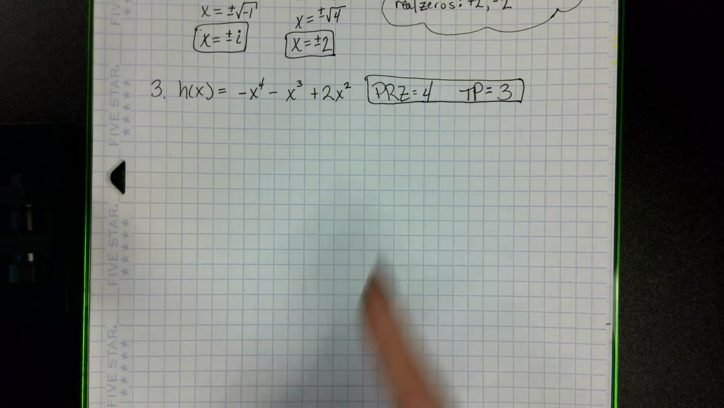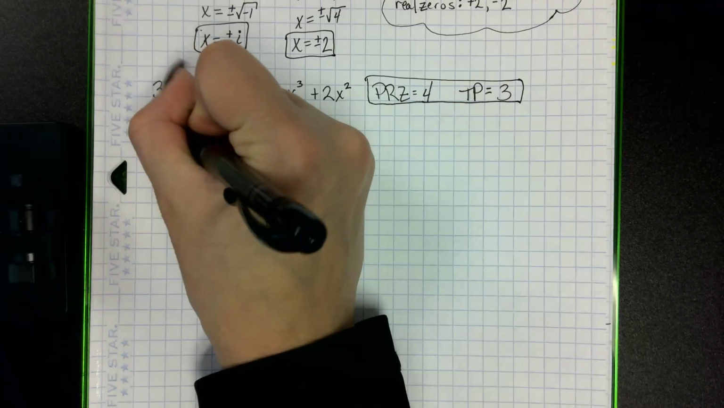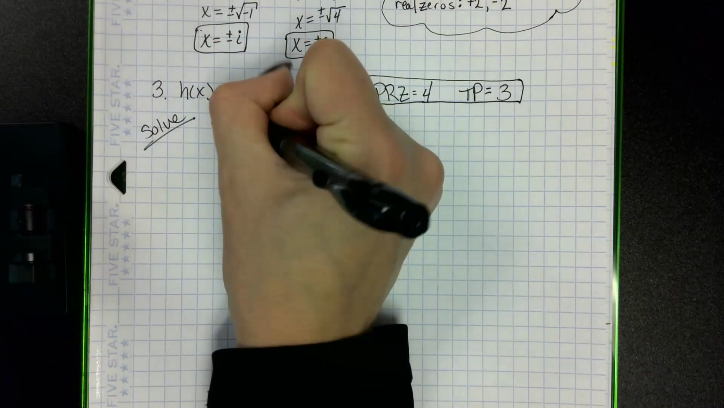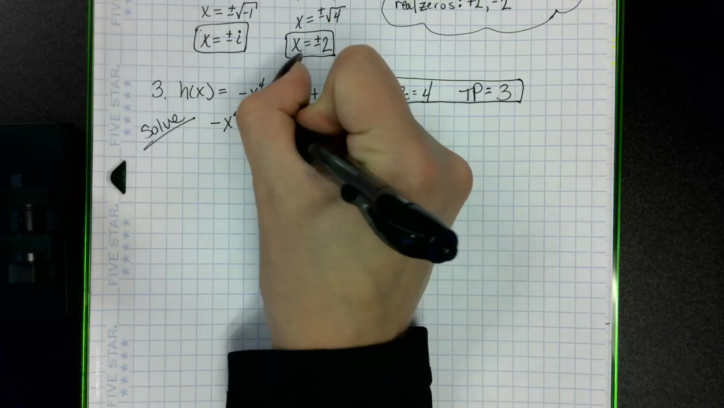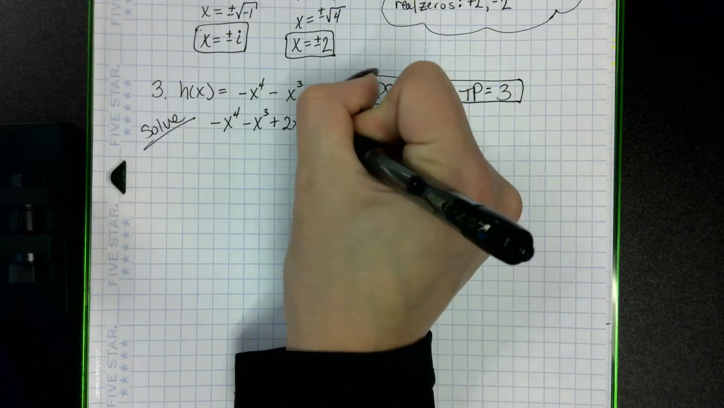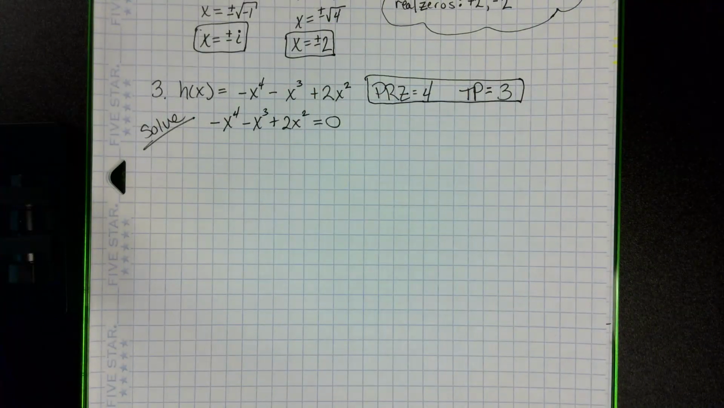All right, so I did the possible real zeros, I did the turning points, then I need to solve it. So I have negative x to the 4th power minus x to the 3rd power plus 2x squared. Set it equal to 0 so I can solve. First, you always look for a greatest common factor. I have a greatest common factor because they all have x's. They all have 2. So x squared is my greatest common factor.